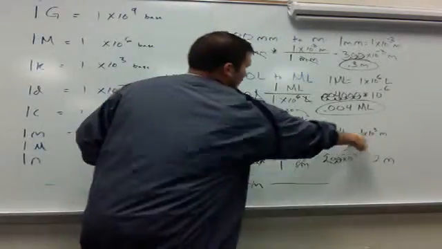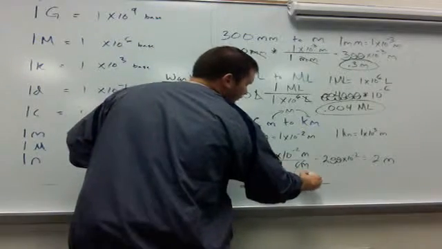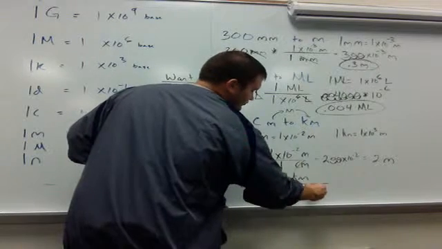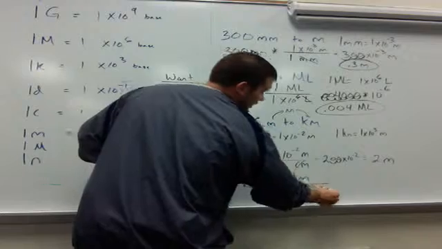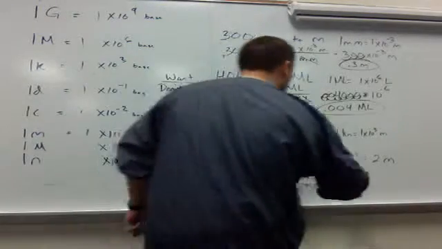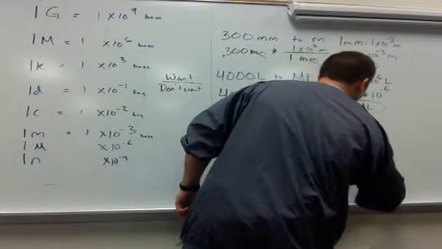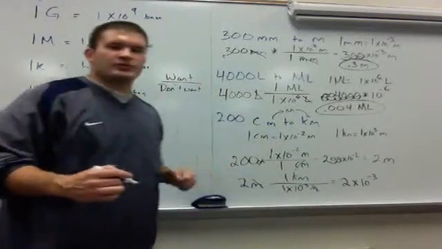So if I look at my chart right here, or look at my conversion, kilometers is what I want, so it goes on top. Meters is what I don't want, so it goes on bottom. So now my meters cancel, and I have 2 times 1 kilometer over 1 times 10 to the third meters. Now remember, once again, if it's on bottom, that means subtract it. So I end up with 2 times 10 to the negative third. Right? Because the positive 3 is on bottom, so it becomes negative 3 over there.